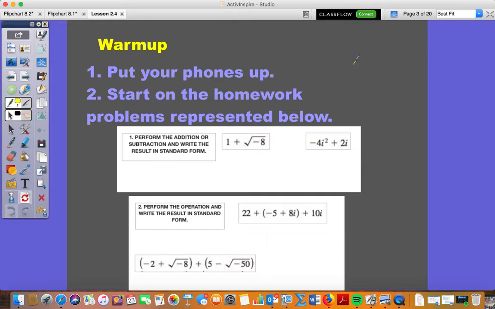By the way, what does a negative and a square root turn into? An i, right? Is everyone good? That's where imaginary numbers come from. So when you see this, like 1 plus square root of negative 8, that'd be the same as 1 plus i square root of 8. And then you can simplify and go from there, right? Cool? All right, let's do this thing.